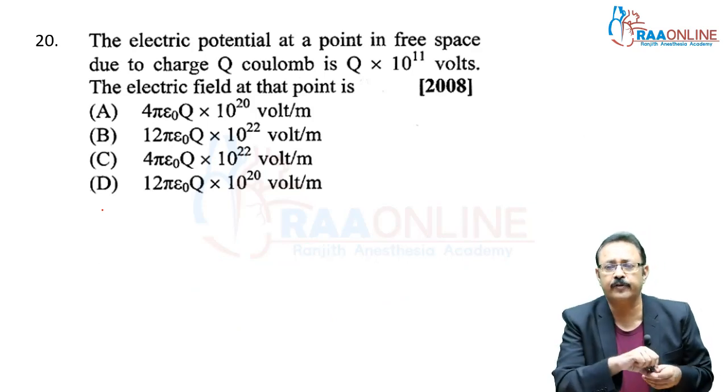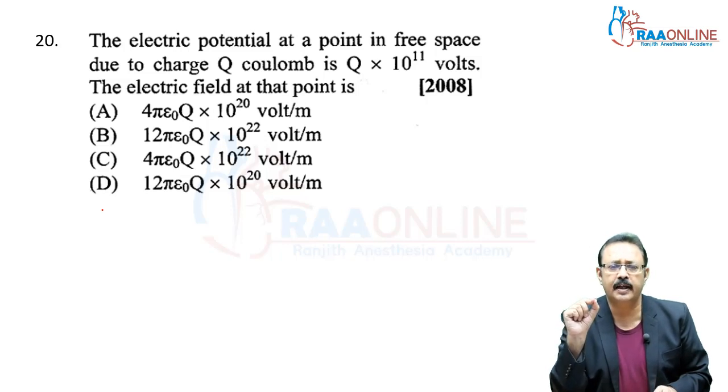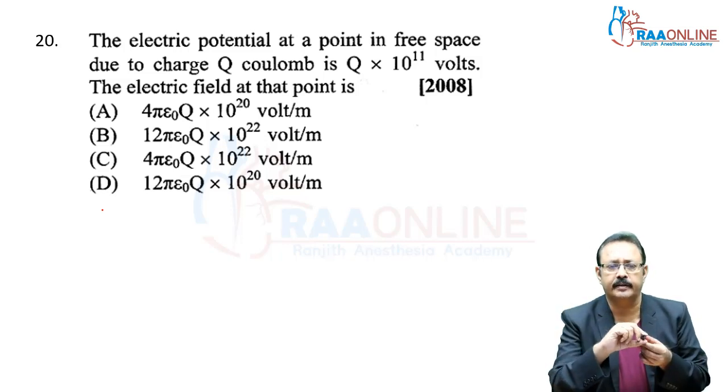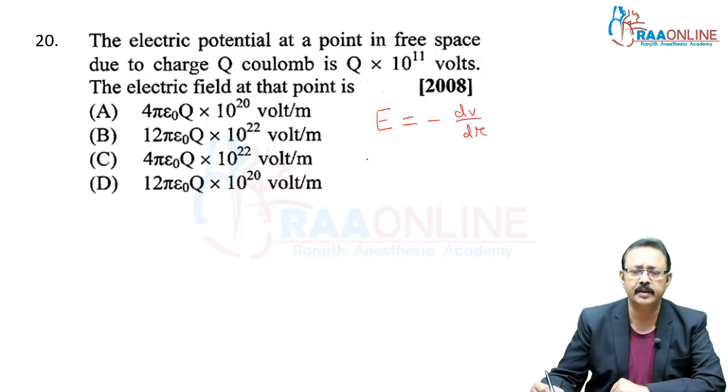Next, it is from 2008 AIPMT. The electric potential at a point in free space due to charge q is this volt. What is the electric field at that point? What is the relation between E and V? They are talking about only magnitude. So the relation is E equals minus dV by dr. Using this, we are calculating E.